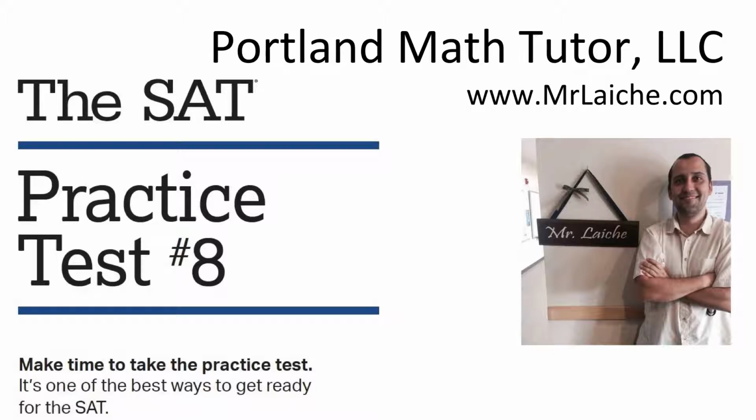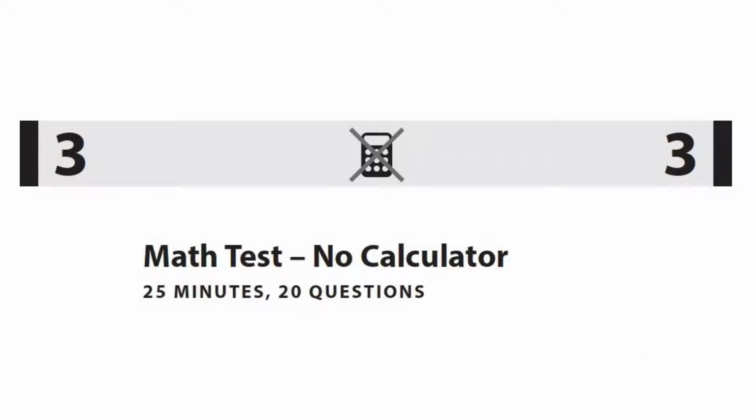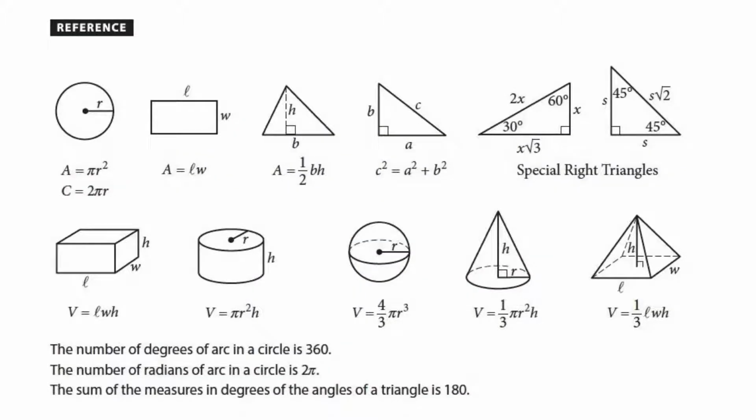Today we are tackling the SAT practice test, version 8. We're taking a look at sections 3 and 4, the math sections. Alright, let's go. We're going to start with section 3, which is the no calculator section. And here is your formula sheet. You can always come back and take a look at that throughout the test.